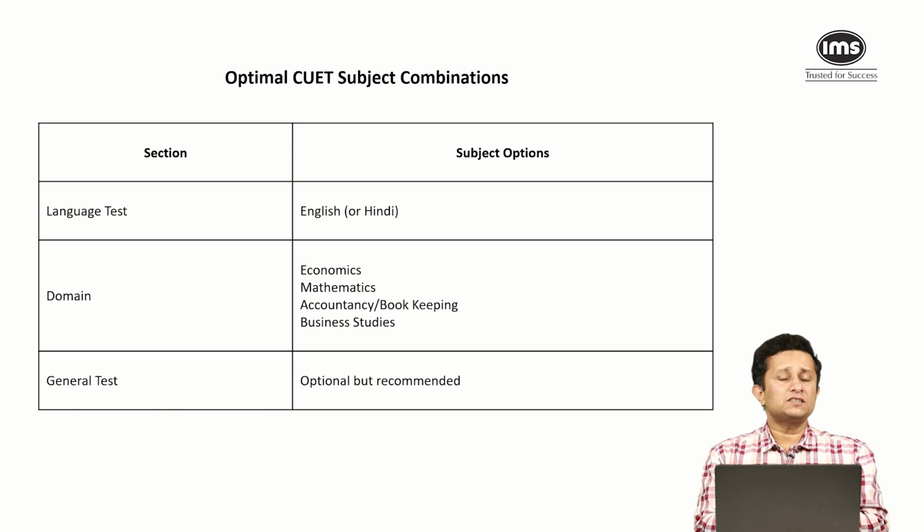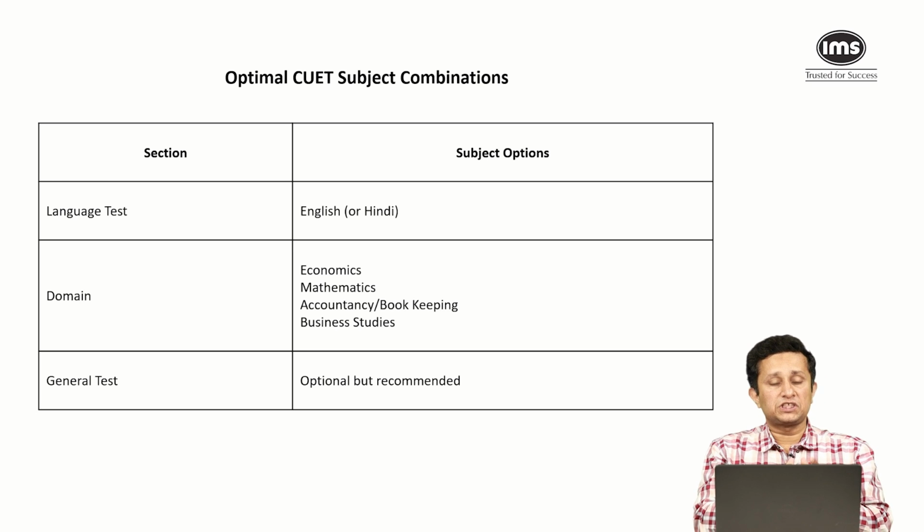So when we look at the three parts of the CUET test, for the language test, the most obvious choice would be English or Hindi. In most cases, English will be the preferred choice. You can take a call based on your comfort. What about the domain subjects? I would say you should go for all four of these subjects, that's economics, maths, accounts and business studies, if you've taken them in your class 12, because they open up a lot more options.